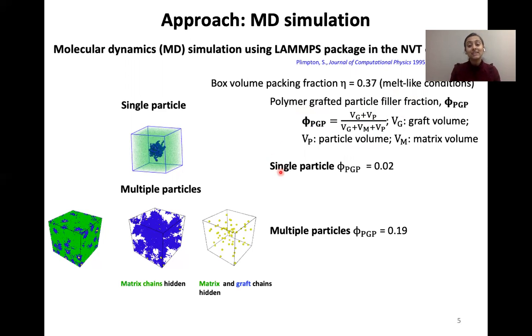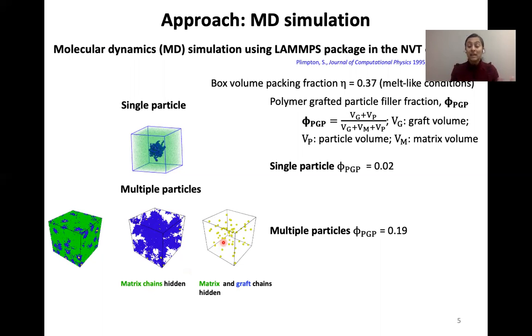So we simulate single particle PNCs at a low phi PGP, as shown here. You can see the particle and the graft polymer in blue, and the matrix chains are seen in green. We also simulate multiple particles at a higher grafted filler fraction, and the various components of this PNC can be seen here. The second box shows the particle with the graft polymer, and the matrix chains are hidden, while the third box just shows the particles.